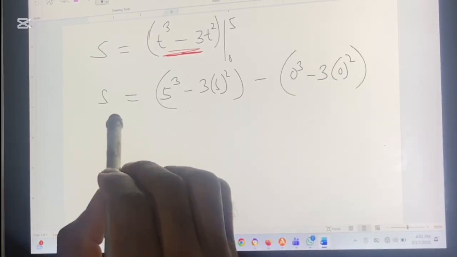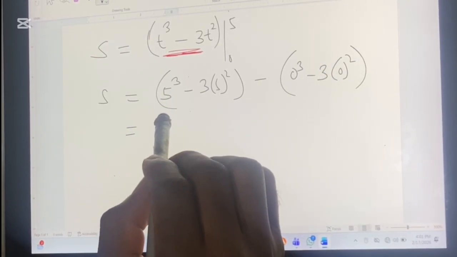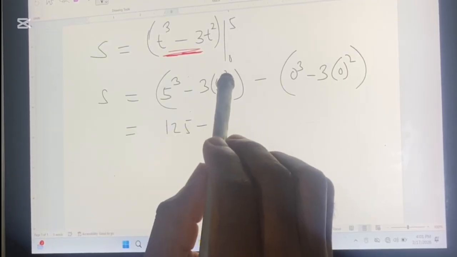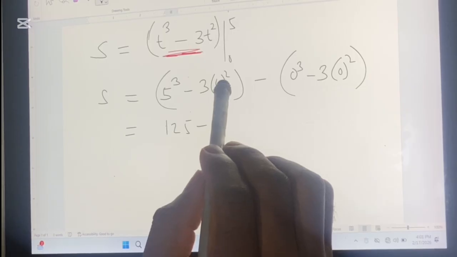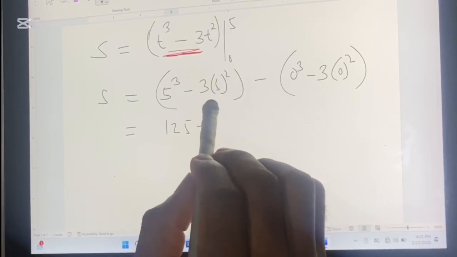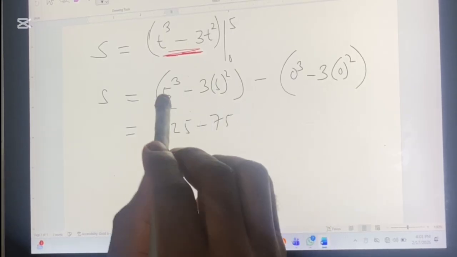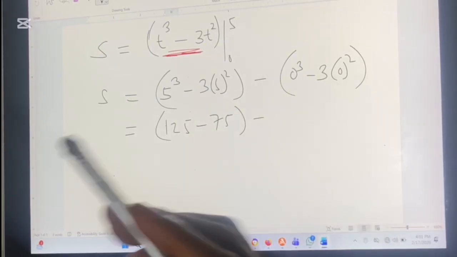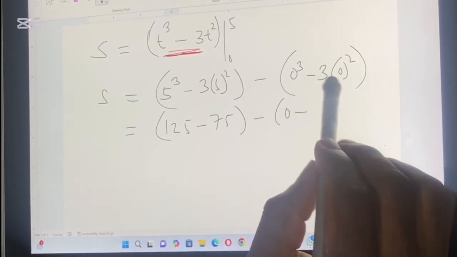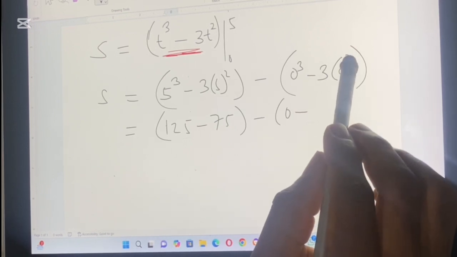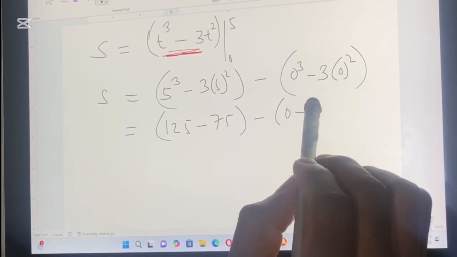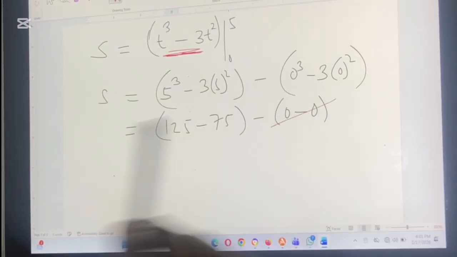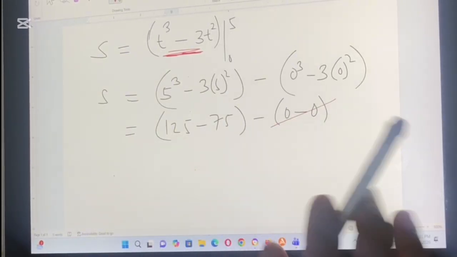So class, 5 raised to the power of 3, I will have 125, minus 5 raised to the power of 2 is 25. 3 times 25, I will have this to be 75. Please take note of this. Minus 0 raised to the power of 3 is 0. Minus 0 raised to the power of 2 will be 0, times 3 will be 0. Please take note. So that is 0 minus 0 will be 0, okay?